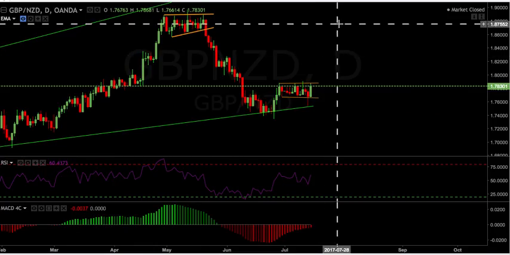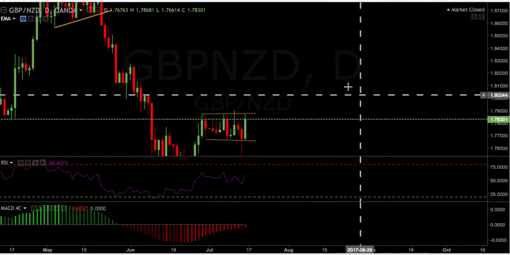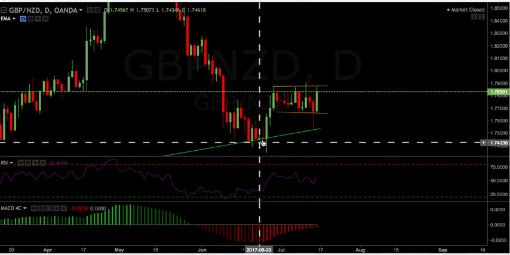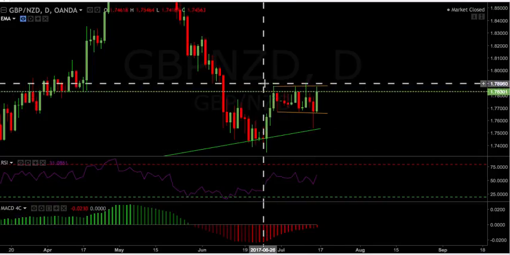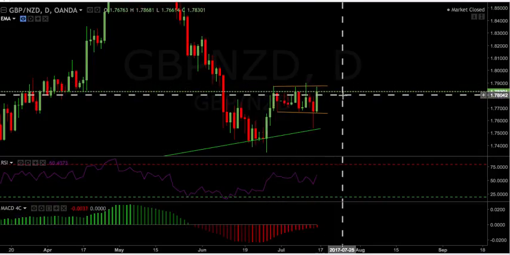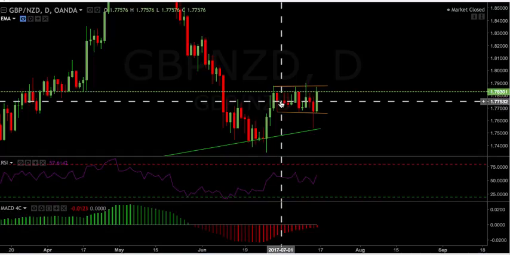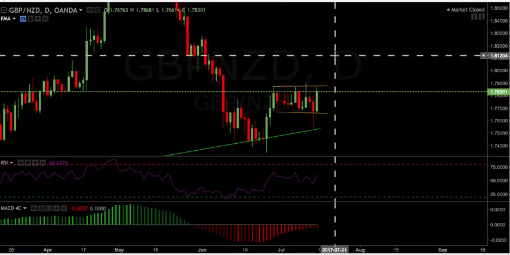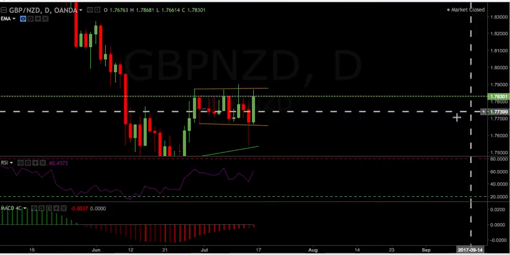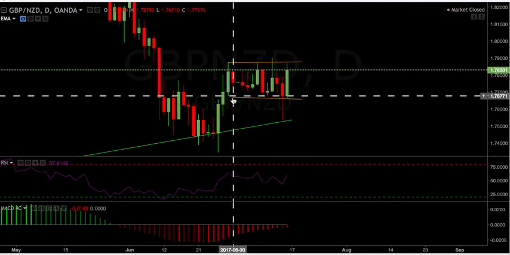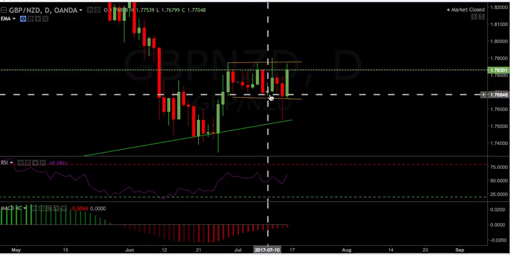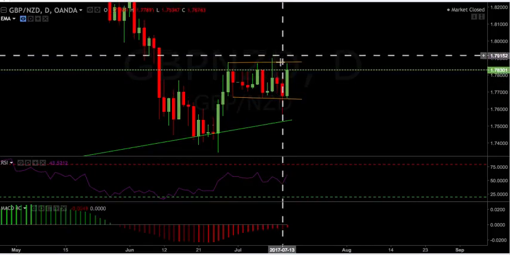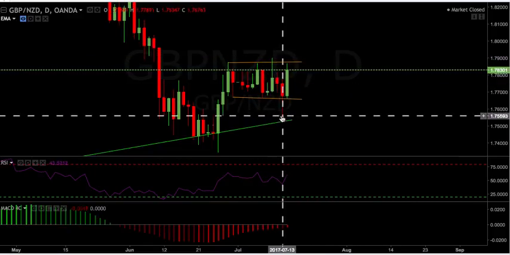Pound New Zealand. All right, Pound New Zealand is a little clearer. On our daily, we see we had a bullish impulse, 3 nice candles. Then we have a flat. Okay, so what we're looking for is more bullish movement. We've had a move down, 1 wave. Move back up, 2, 3, 4, and a 5th that extended all the way back down here.